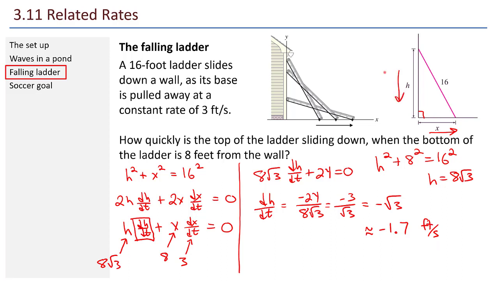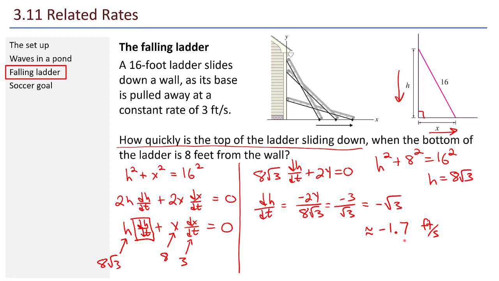Now you have to be careful. Some problems are going to ask the question in a slightly tricky way. For example, look at this. It says, how quickly is the top of the ladder sliding down? So really, dh/dt is negative 1.7, but we might answer this question with a positive number. The question is, how quickly is it moving? It is actually moving at a rate of 1.7 feet per second. Its speed is always 0 or positive, its speed is 1.7 feet per second.